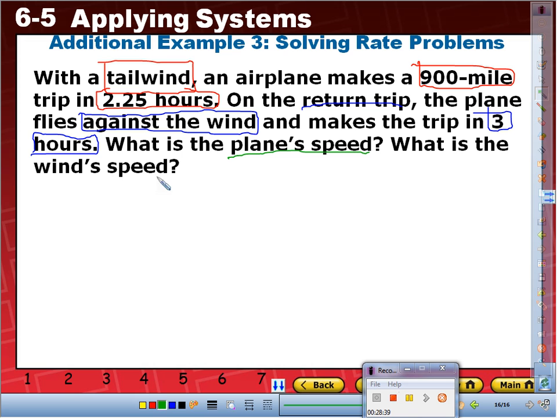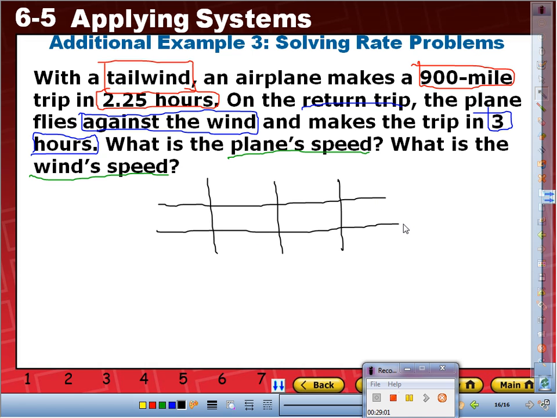So the second thing that they're talking about is wind. Okay, so plane and wind. So let me set up our table. Once again, 3 lines down, 1, 2, 3, and 2 lines across. Okay, and like I said, this is a rate problem, so I'm going to write here rate, times, then time, and that should equal distance.